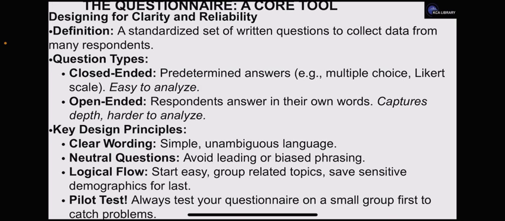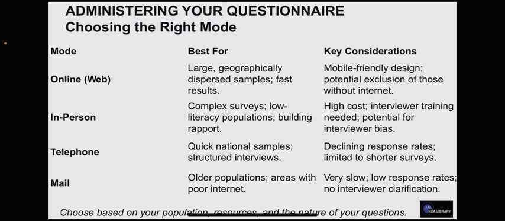One is clear wording: make sure you use simple and unambiguous language. Neutral questions, that is, you try to avoid leading or biased phrasing. Then logical flow, in the sense that you start easy, group related topics, and save sensitive demographics for last. Then pilot test, that is, always test your questionnaire on a small group first to catch problems.